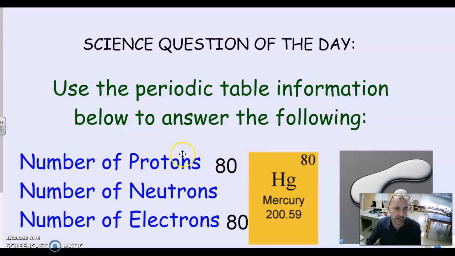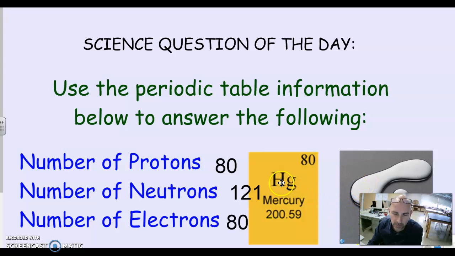When it comes to figuring out the neutrons, we're going to have to take the mass and subtract the protons. Remember, the mass is the protons and the neutrons in the nucleus. Our mass is 201 if we round it. Taking away the 80 protons gives us a neutron number of 121 neutrons. Hopefully that is just a review and you guys are all set.